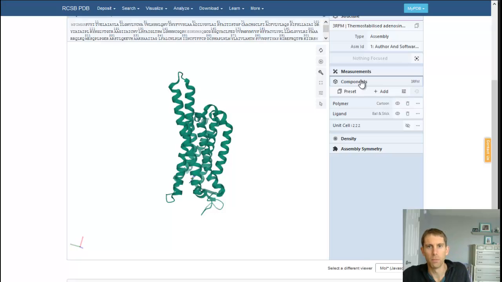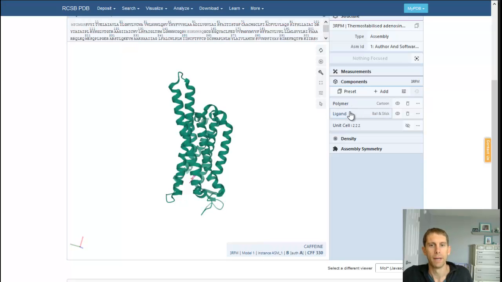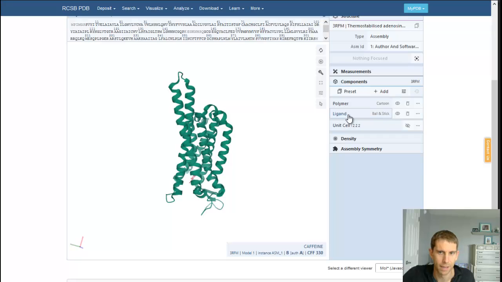For our components, within our components, our polymer is in the cartoon mode. So the polymer is the amino acid chain. Right now I have that highlighted, and specifically all of the amino acids are highlighted. Now, my ligand, my caffeine, was not highlighted there, and now it is. So my ligand is actually in ball and stick mode.